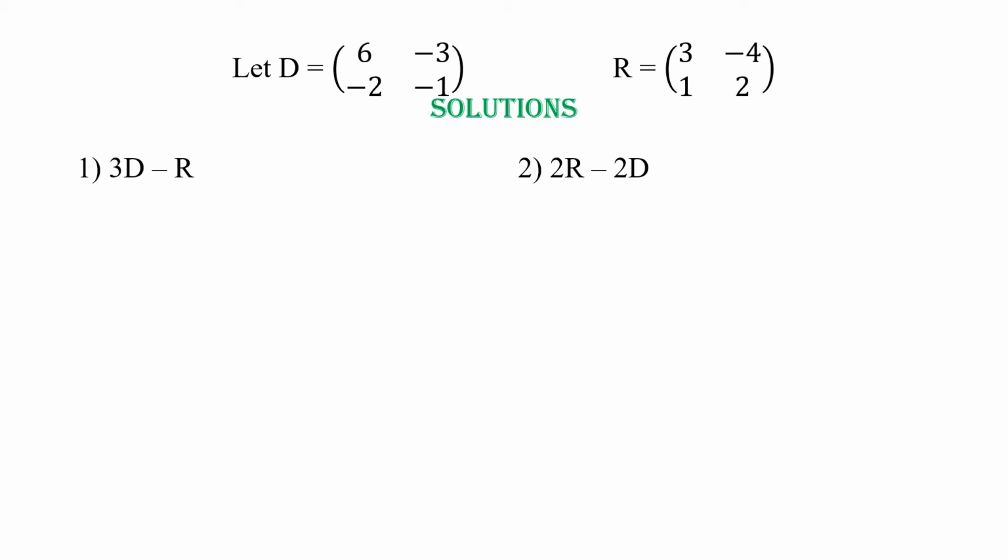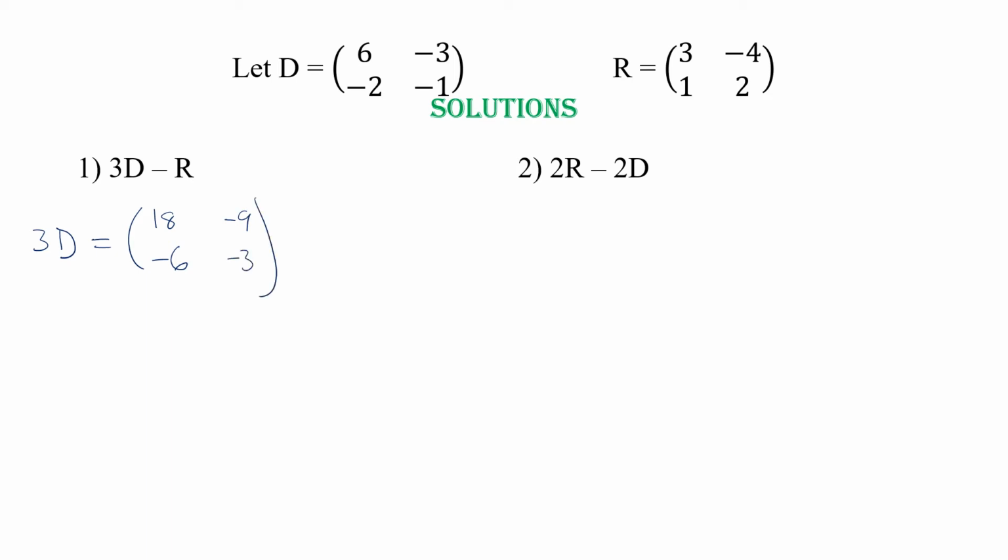Here they're asking us to subtract 3D minus R. Here we have matrix D, here we have matrix R. Let's just find out first what is 3D. 3D would be 3 times each element in matrix D. This is not 3-dimensional. 3D will actually be 18, negative 6, negative 18, and, no. Let me do that again. 3 times 6 is 18. 3 times negative 2 is negative 6. 3 times negative 3 is actually negative 9. And 3 times negative 1 is actually negative 3.